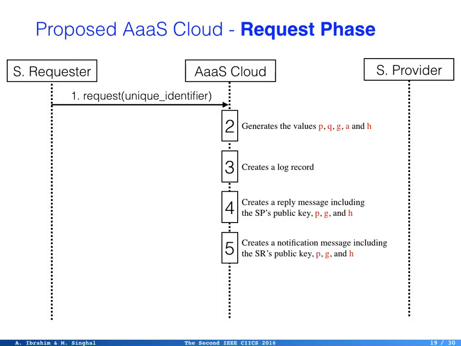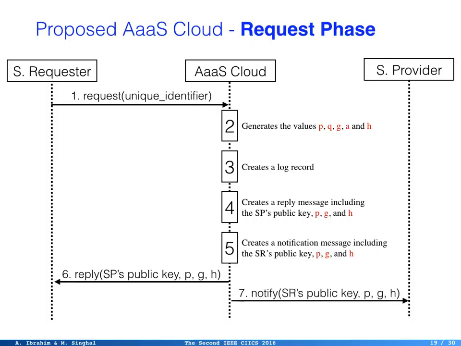It creates a reply message to be sent to the service requester, including the service provider's public key and the public values P, G, and H, and creates a notification message to be sent to the service provider, including the service requester's public key and the public values P, G, and H. The IaaS cloud then sends a reply message to the service requester and a notification message to the service provider containing the public values and the public key of the corresponding party to be used for authentication. Now, the service requester has all the information required to start the authentication process, and the service provider has all the required information to start the authentication process.